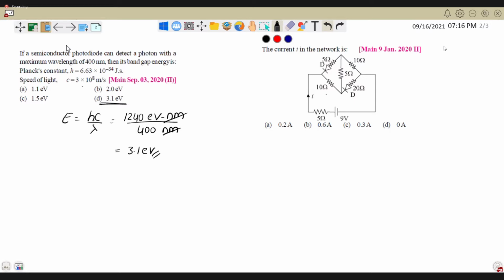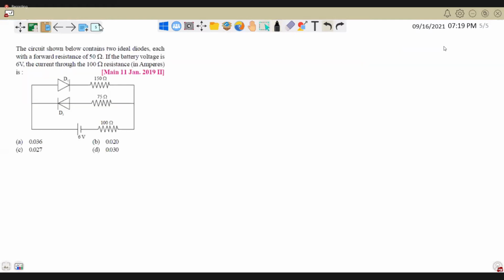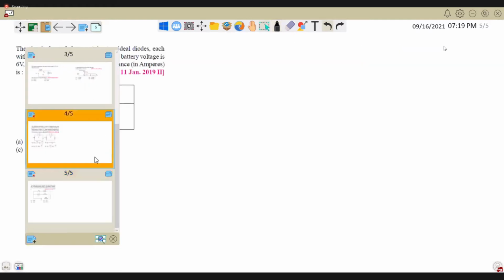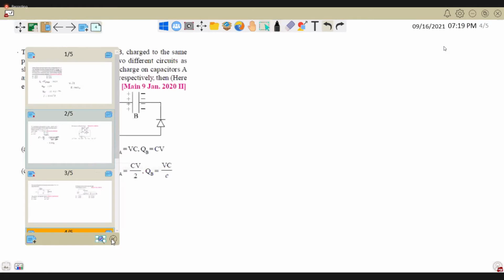Can you stop screen sharing and share again? I can't see the screen. No, I'm just taking the questions. Oh. This one, right?